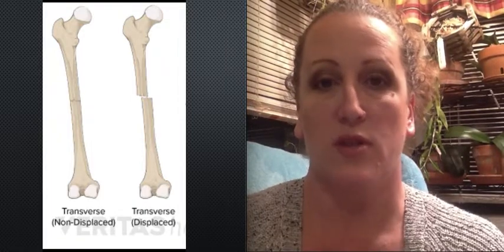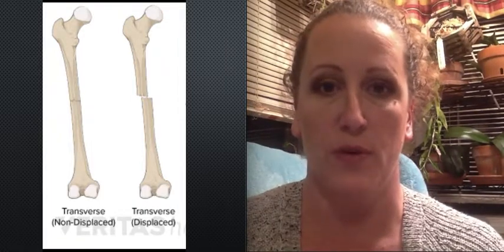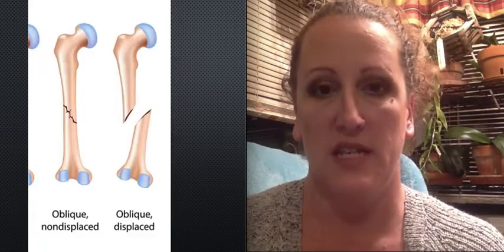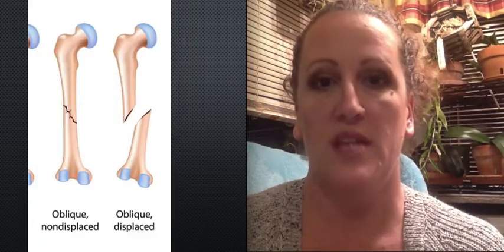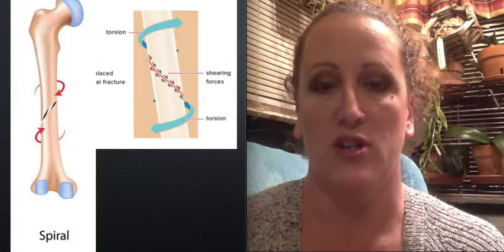Transverse line is across the bone at a 90-degree angle to the bone axis. Oblique is a slanted or diagonal line. And a spiral fracture is a twisting fracture caused by a torque stress.